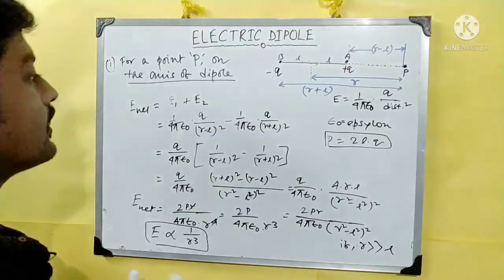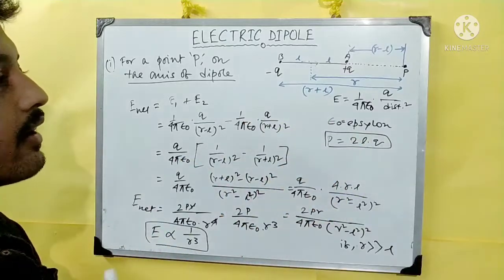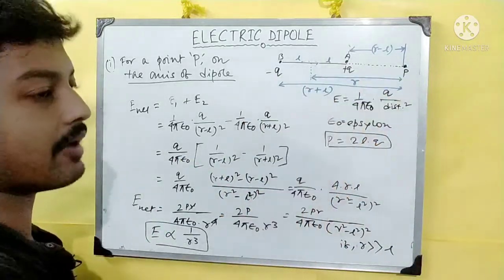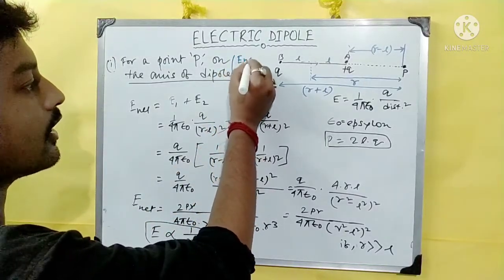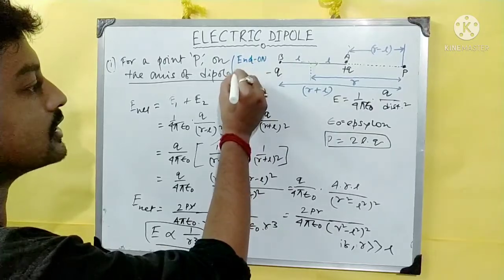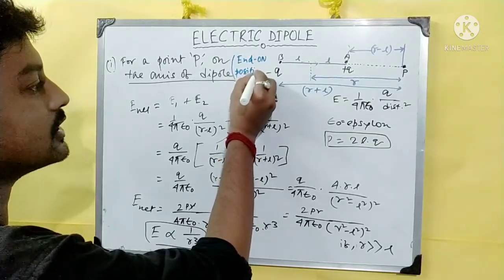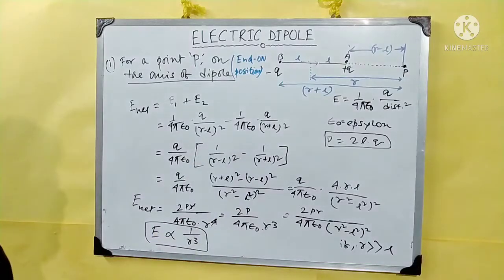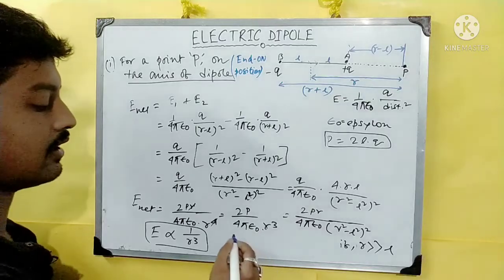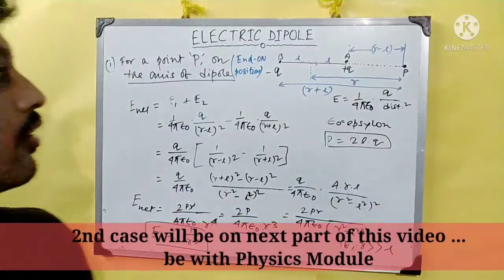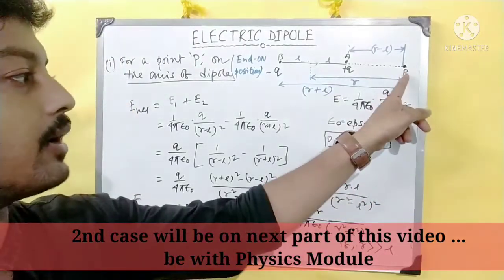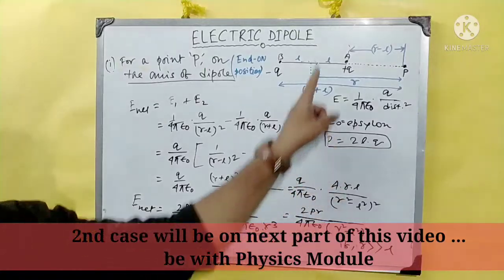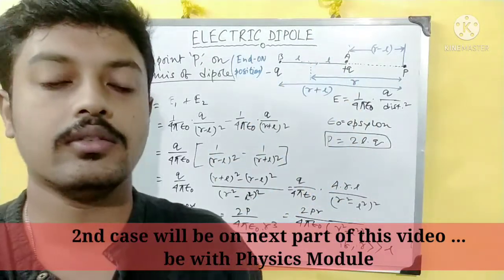And this drawing or this arrangement where the point is taken on the axis of the dipole is called end on position for electric dipole. So this is the expression for E net for end on position. Now we have to know what about the position where the point P is on the perpendicular bisector of this dipole. Okay, we have to check it out now.